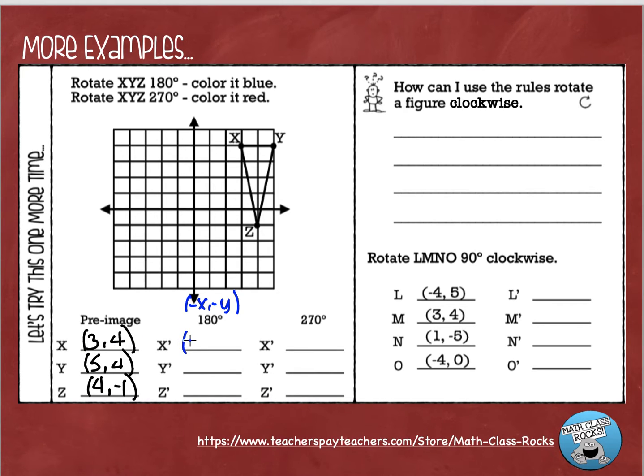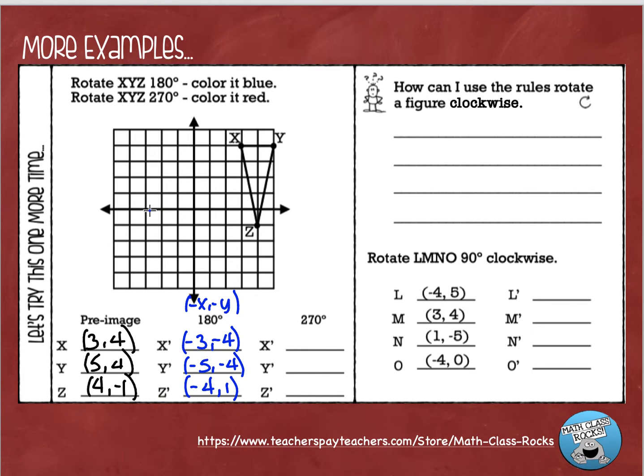So a +3 and a +4 is going to turn into a -3 and a -4. A +5 and a +4 will become a -5 and a -4. And then a 4 and a -1 will become a -4 and a +1. All right, let's graph these.